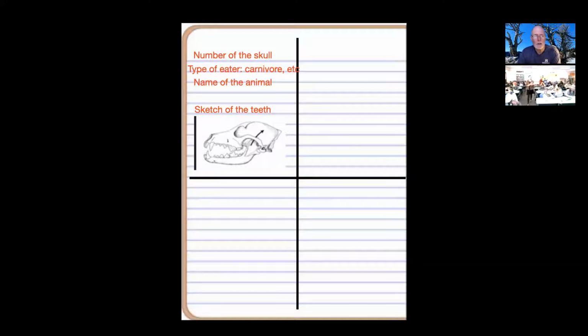So that's going to go in that space too. And finally, you're going to sketch the skull or the teeth, whichever you want to do. And it doesn't have to be perfect. In science, we just do drawings that help us remember what we're learning. So just do the best that you can. Okay, so let's learn how to do this.